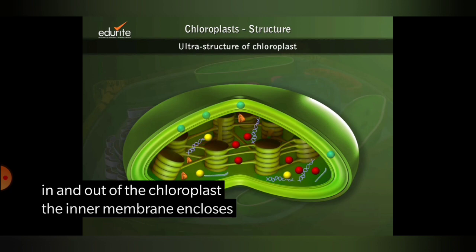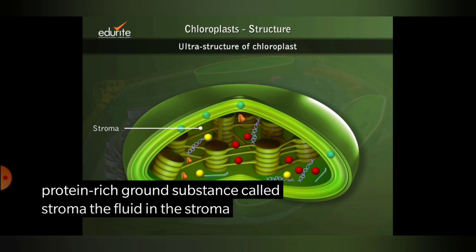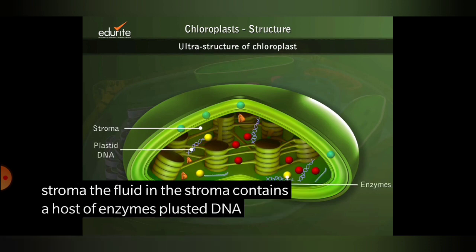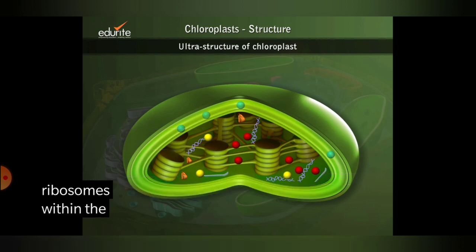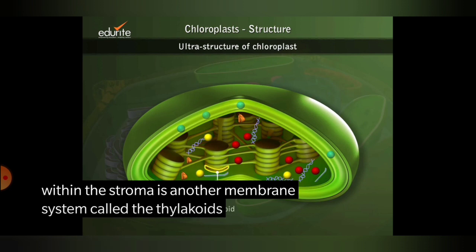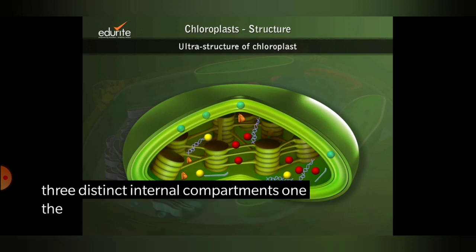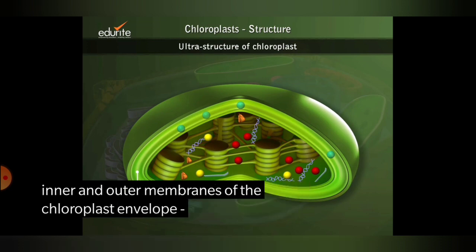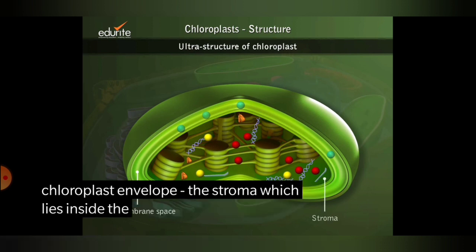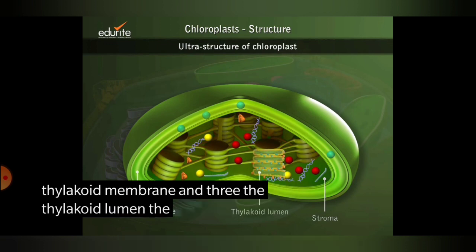The inner membrane encloses a protein-rich ground substance called stroma. The fluid in the stroma contains a host of enzymes, plastid DNA, RNAs, and ribosomes. Within the stroma is another membrane system called the thylakoids. The three-membrane system divides chloroplasts into three distinct internal compartments. 1. The intermembrane space between the inner and outer membranes of the chloroplast envelope. 2. The stroma, which lies inside the envelope but outside the thylakoid membrane. And 3. The thylakoid lumen.